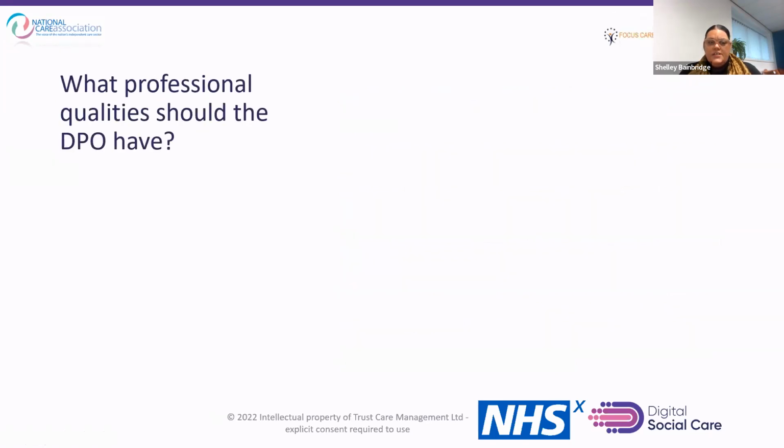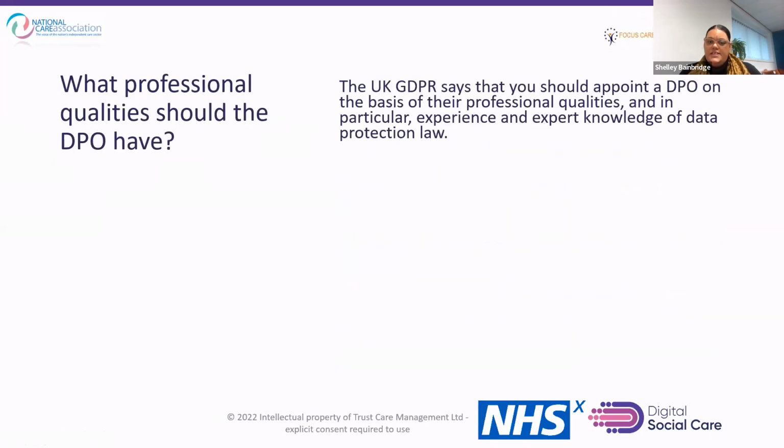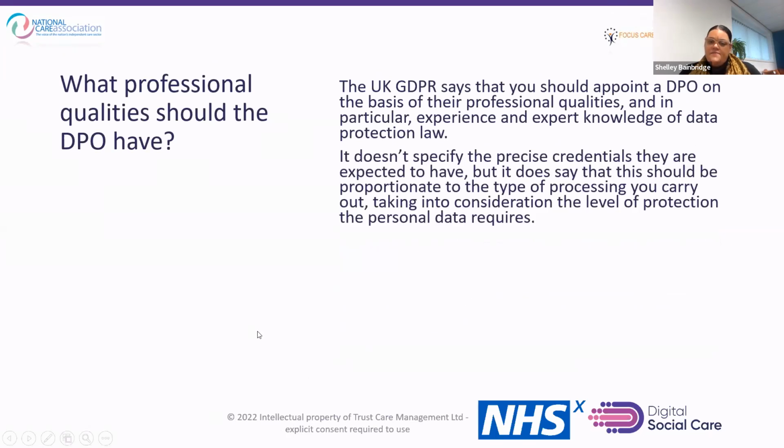So what professional qualities should a DPO have? Well, the UK GDPR says that you should appoint a DPO on the basis of their professional qualities and in particular experience and expert knowledge of data protection law. It doesn't specify the precise credentials they are expected to have, but it does say that this could be proportionate to the type of processing you carry out, taking into consideration the level of protection the personal data requires.